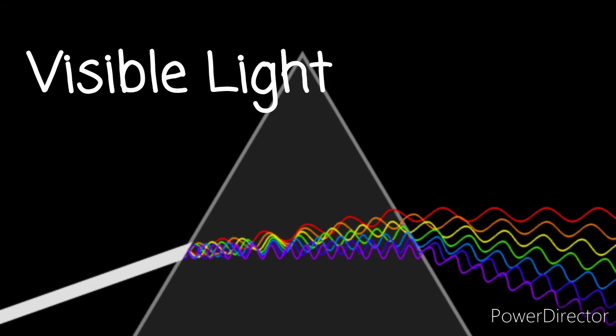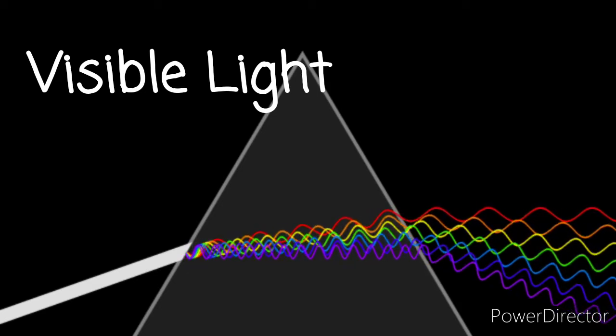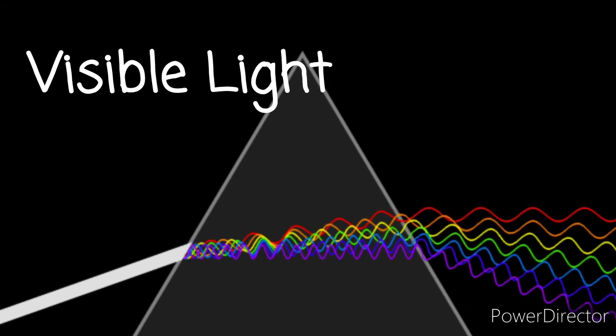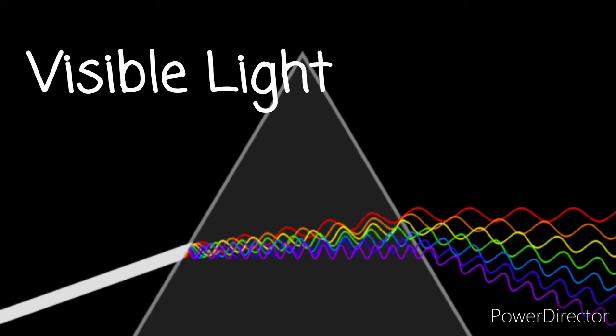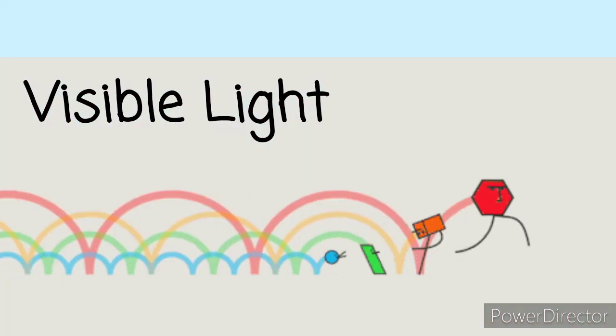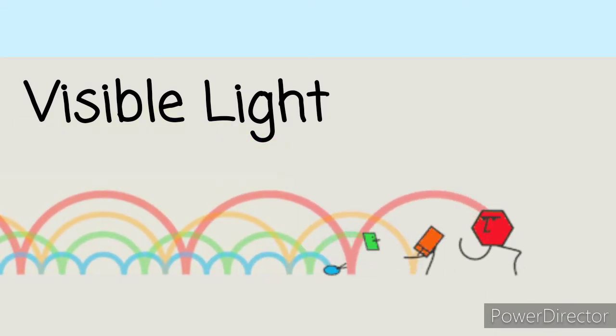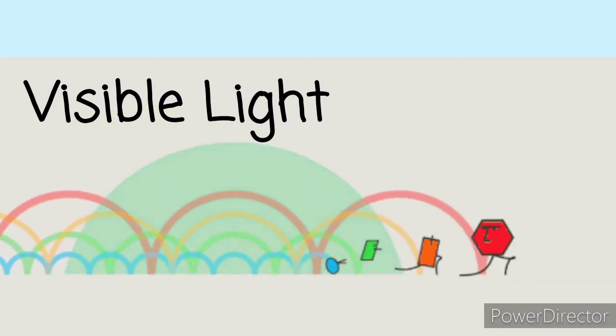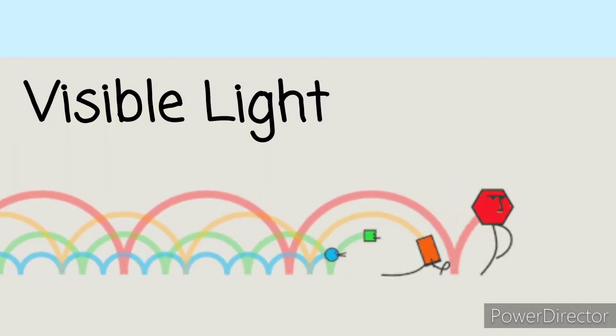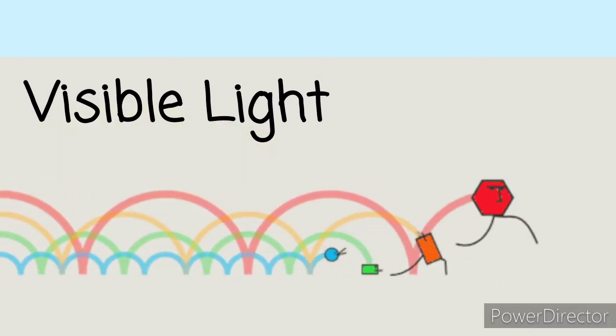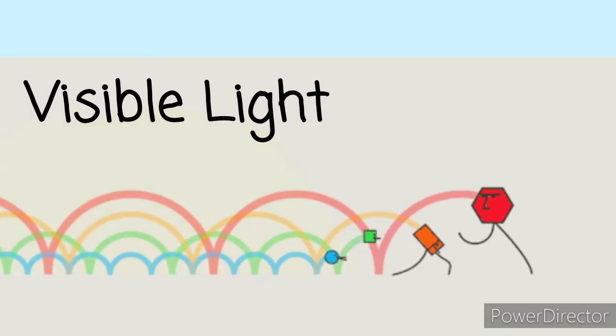Visible light lies between infrared radiation and the UV rays in the EM spectrum. Its frequency ranges from 400 terahertz to 800 terahertz and wavelength of about 740 nanometer to 380 nanometer. Our eyes can detect visible light like in fireflies, light bulbs, and stars which emit visible light.